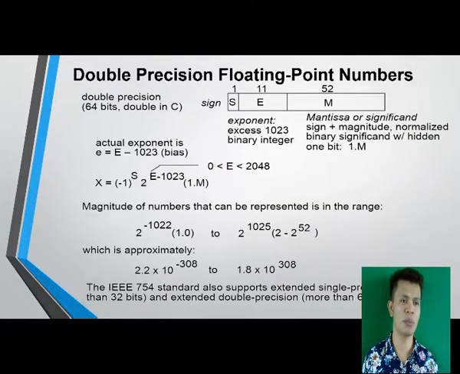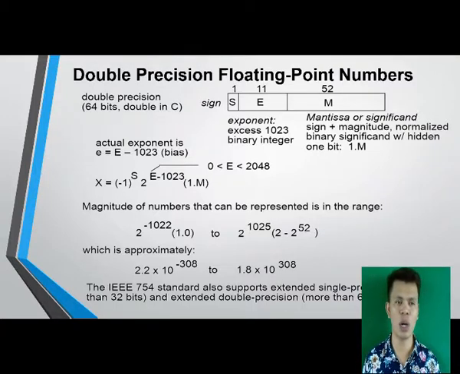Double precision floating point numbers. A double precision number is 64 bits: sign 1 bit, exponent 11 bits, mantissa 52 bits. The exponent is biased by 1023, a binary integer. The mantissa, or significand, is sign plus magnitude, a normalized binary significand with a hidden 1 bit. The actual exponent is the stored exponent minus 1023, which is the bias.